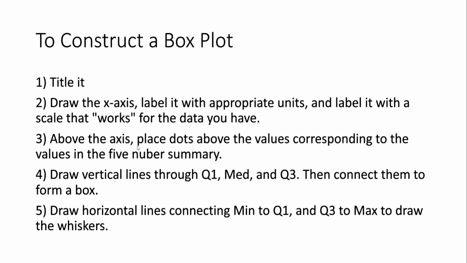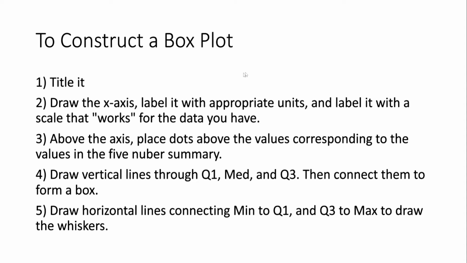Step 3, above the axis, place dots above the values corresponding to the values in the 5-number summary. Step 4, draw vertical lines through Q1, the median, and Q3, then connect them to form a box. Step 5, draw horizontal lines connecting the minimum to Q1 and Q3 to the maximum to draw the whiskers.